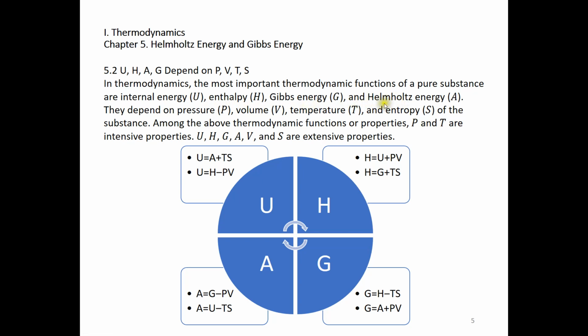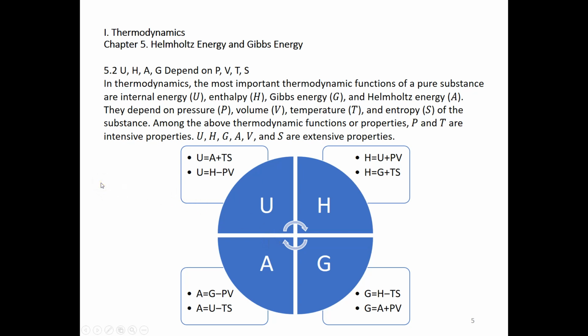U, H, G, and A depend on pressure, volume, temperature, and entropy: P, V, T, S. And we have equations that connect U, H, A, and G. U is A plus TS, H is U plus PV, G is H minus TS, and A is G minus PV. There are 4 other equations that connect U, H, G, and A.